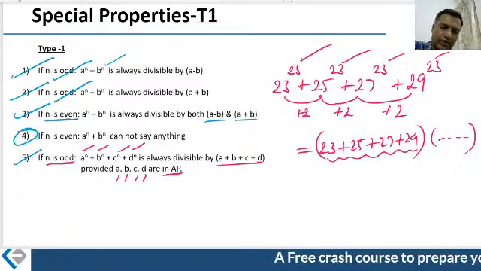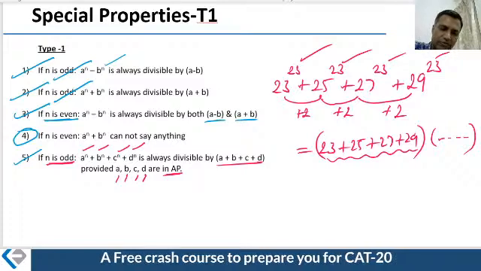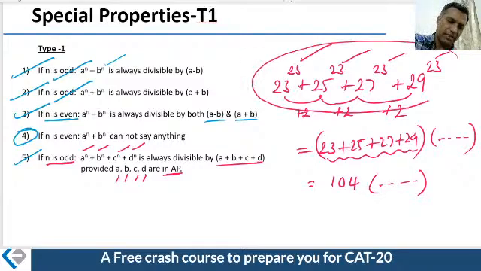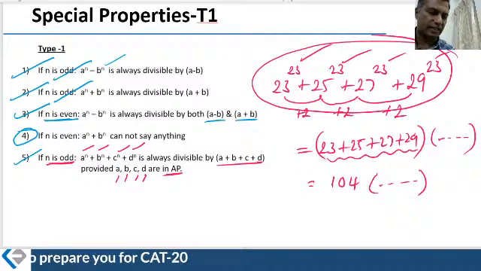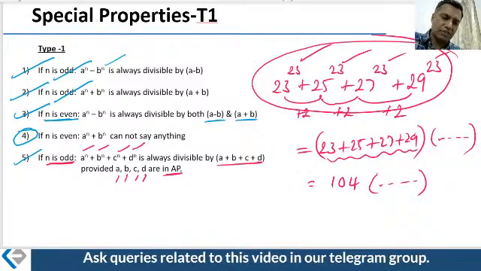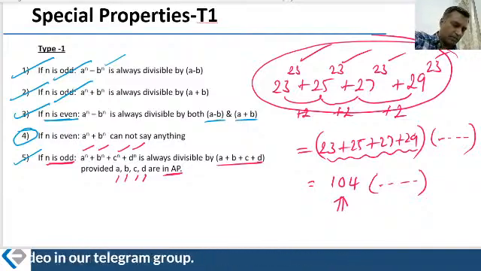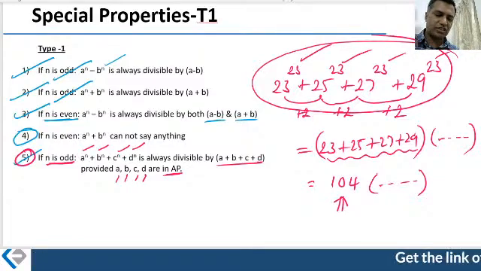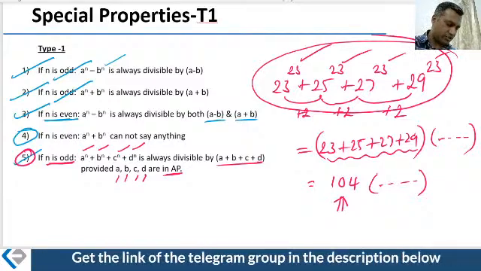What is this value? It is nothing but 104. It is 104 times something, which means the given number, 23^23 + 25^23 and so on, is definitely divisible by 104 or its factors. That's the point I wanted to make here. Point number 5 is what I want you to register in your mind.